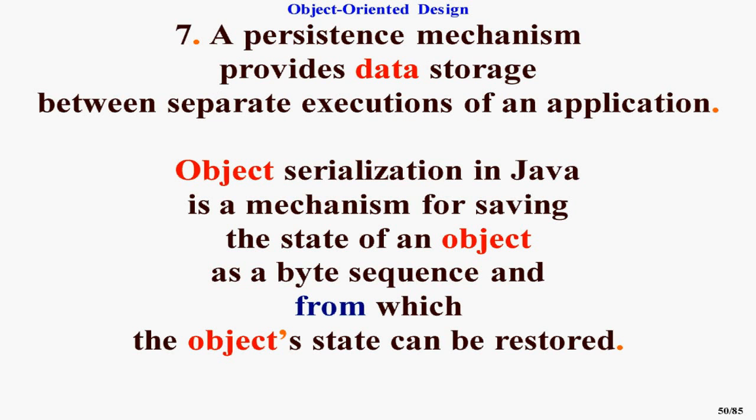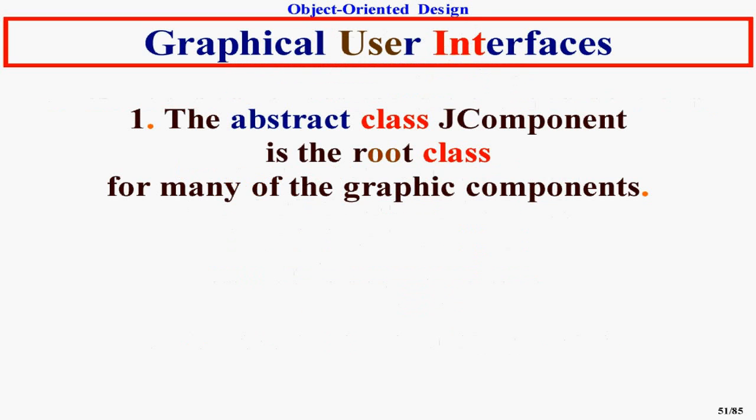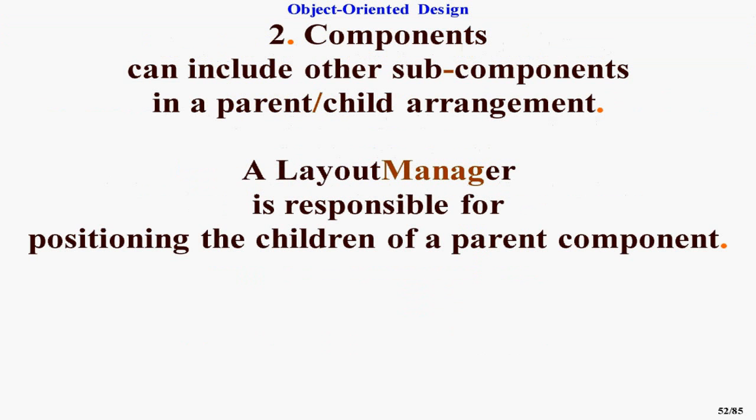7. A persistence mechanism provides data storage between separate executions of an application. Object serialization in Java is a mechanism for saving the state of an object as a byte sequence from which the object state can be restored. Graphical user interfaces. 1. The abstract class Component is the root class for many of the graphic components. 2. Components can include other subcomponents in a parent-child arrangement. A layout manager is responsible for positioning the children of a parent component.